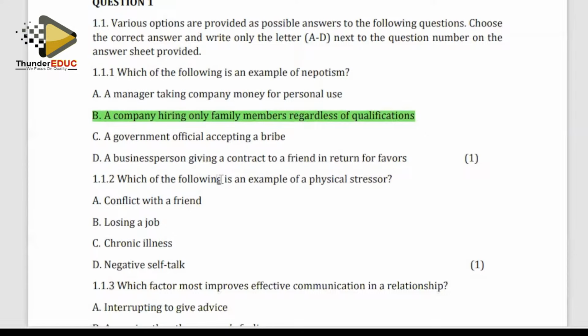Moving to the next question, which reads, which of the following is an example of a physical stressor? I would want to highlight the key word here. The key word is physical. All of them might be stressors, but the question requires us to look for the physical stressor. In this case, we are looking at chronic illness, which affects the body. Things which are physical have something to do with the physical body. So a chronic illness is a typical example of a physical stressor. The correct answer here would be the letter C.